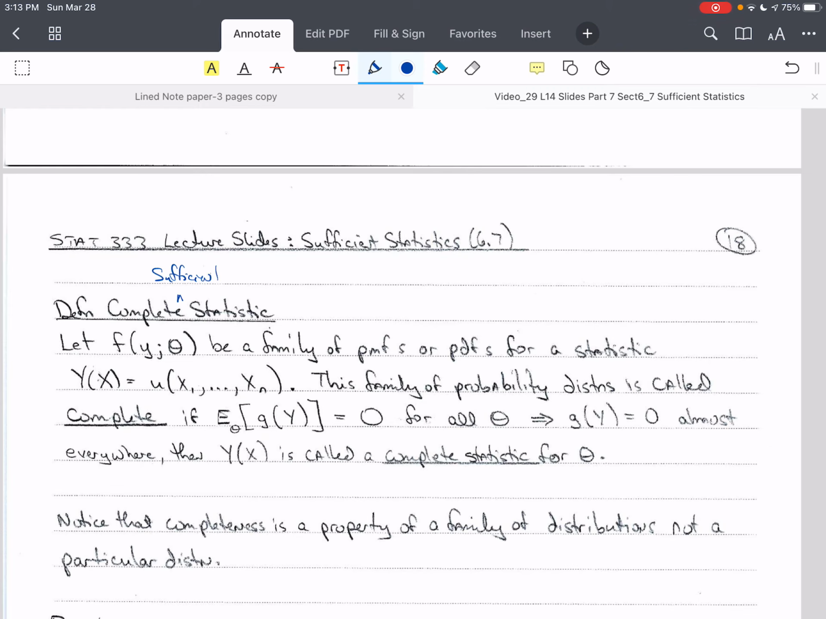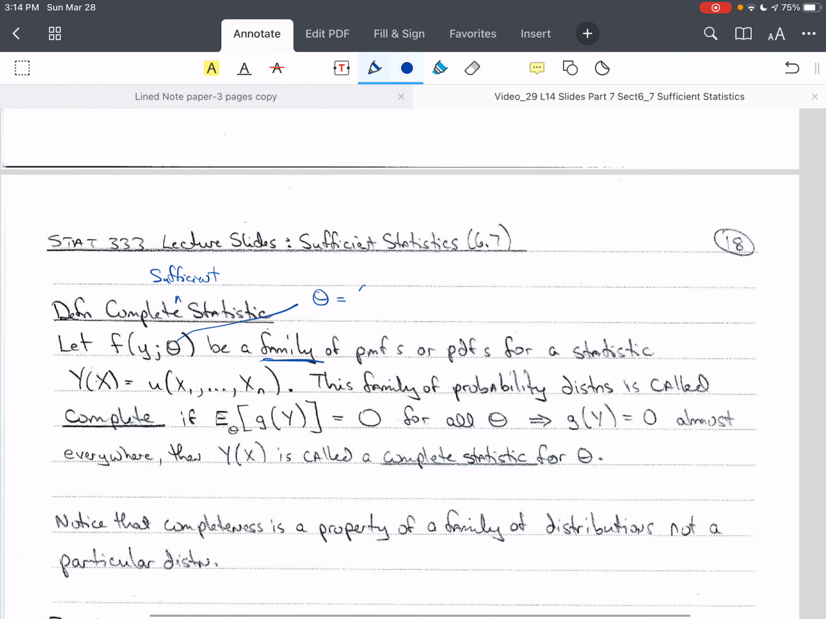I left out a word. Let f of y and theta be a family of PMFs or PDFs for a statistic. A family, not just one, but a family. So that means that theta may be theta equals theta 1 up to theta p, let's say. It's a family of PMFs or PDFs for a statistic y of x equals u of x1 to xn.